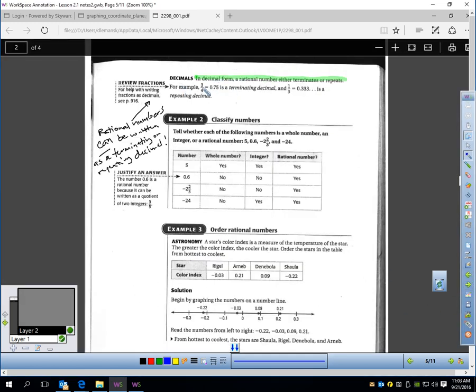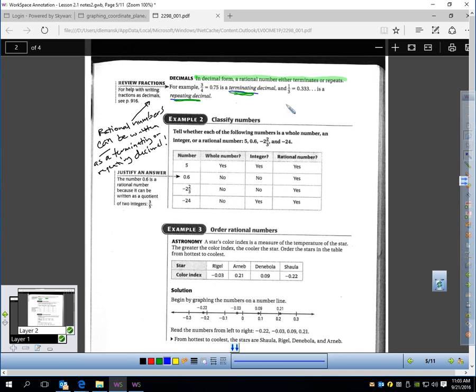Okay, when you have decimals, rational numbers would either be terminating or repeating decimals. Okay, so if terminating means it ends, if the decimal ends, then it would be a rational number. If the decimal repeats, it's also a rational number.